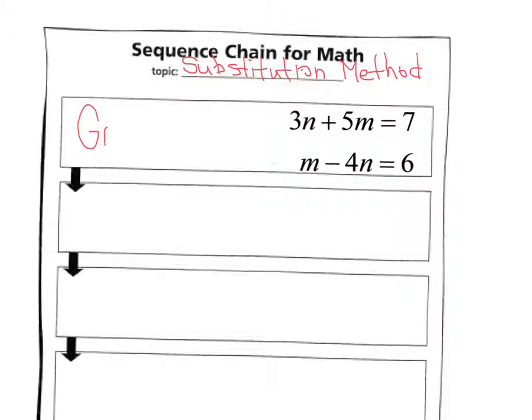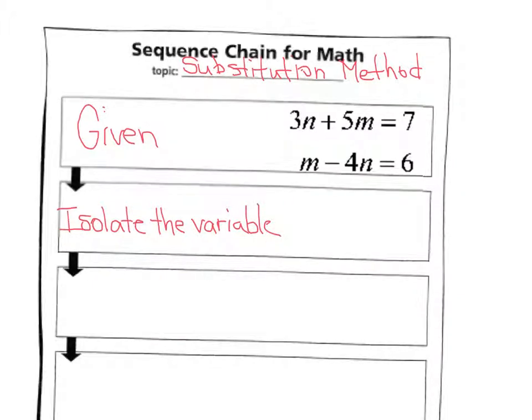Okay, so first of all, we are given a problem. We are given 3n plus 5m equals 7 and m minus 4n equals 6. Our first step will be to isolate one of the variables. Now, it doesn't matter which one you choose, but you want to pick one that's kind of easy, right? So when I look at these two equations, I can look at the n here or the m here or the n. Well, my winner is going to be that m. So let's get it by itself.